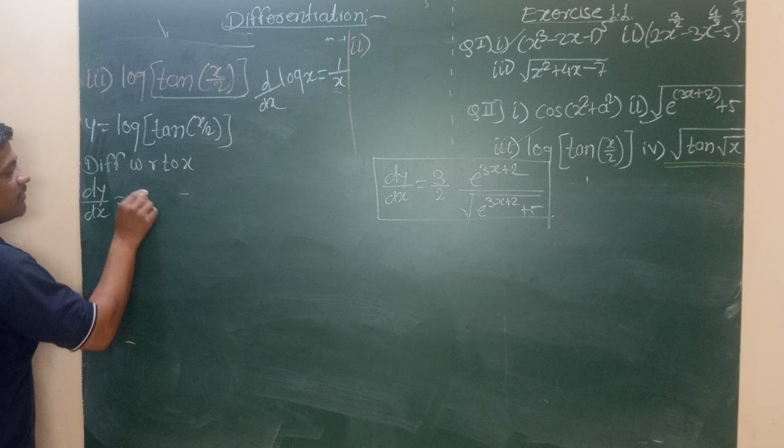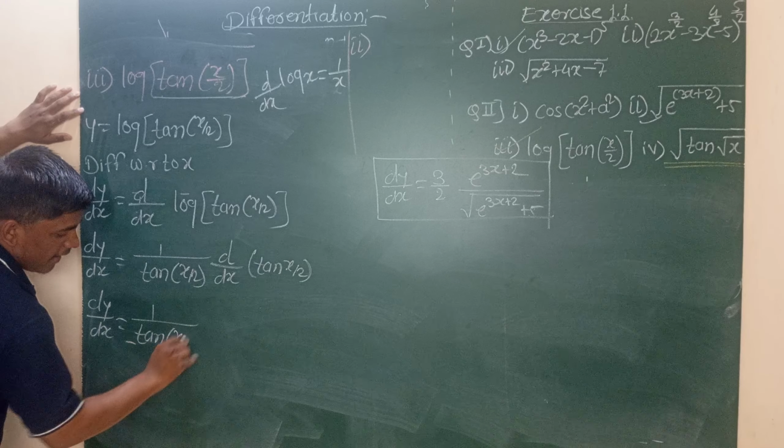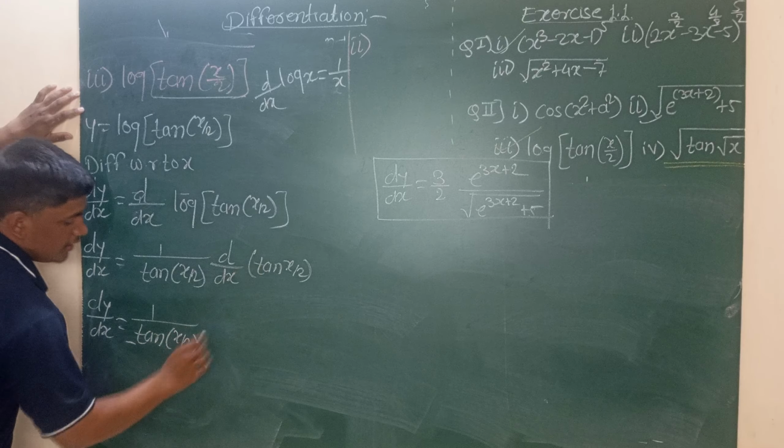We know that dy by dx is equal to 1 upon tan of x by 2 into the differentiation of tan x, which is sec square x, and x is x by 2. Again differentiation, that is d by dx of x by 2 here. Now the final answer here, dy by dx, is equal to sec square x by 2 upon tan of x by 2.